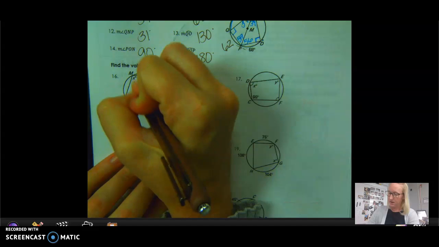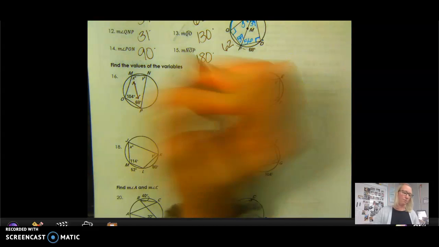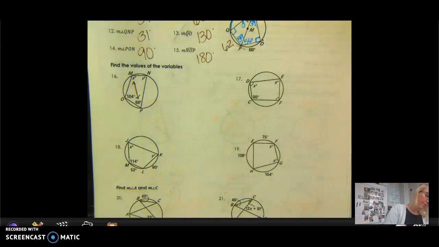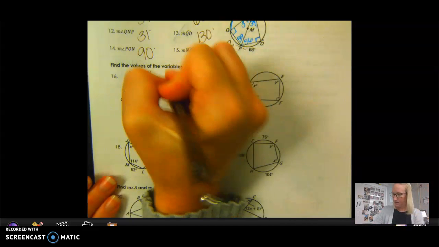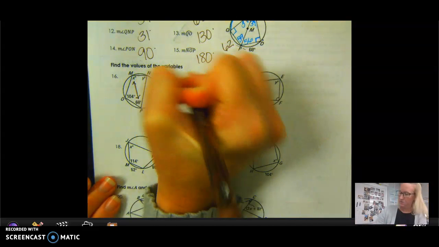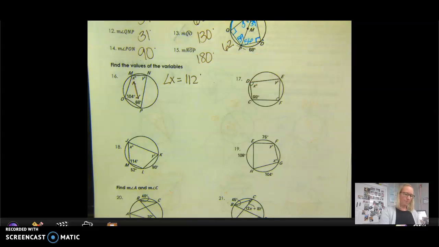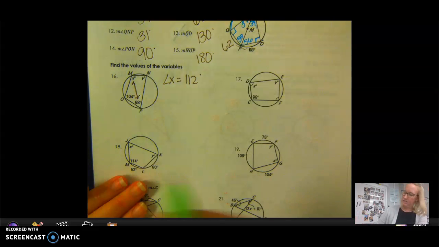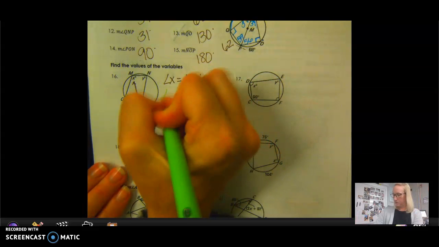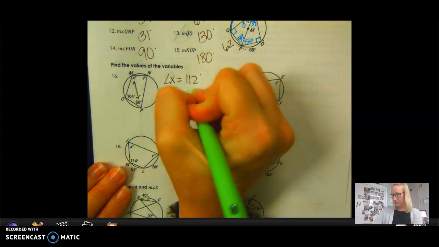Okay, so these two have to add to 180. So I'm going to do 180 minus 68. And I get angle X is equal to 112 degrees. And then I'm going to do 180 minus 104 to get Y, and I get Y equals 76 degrees.